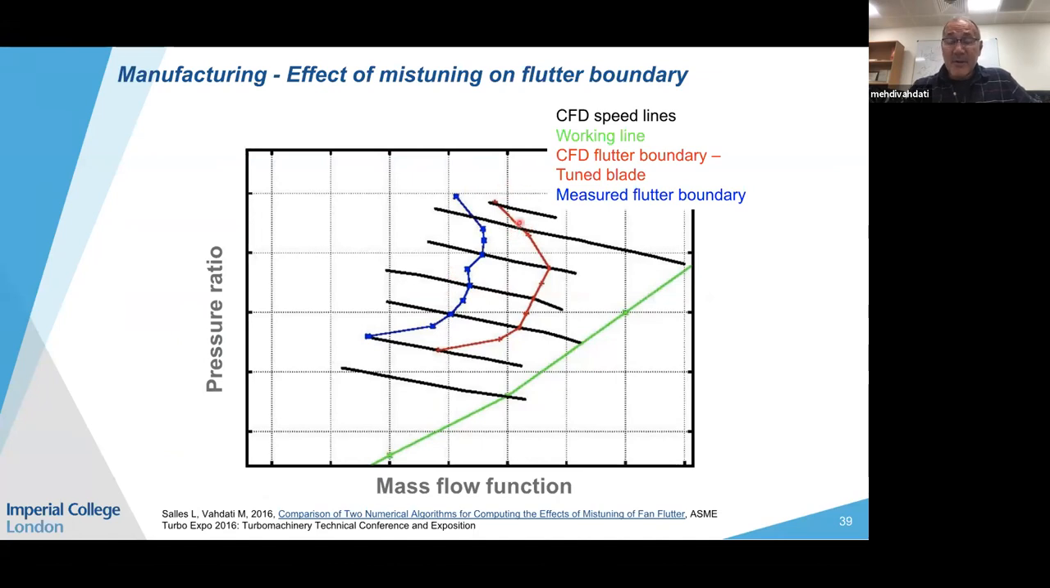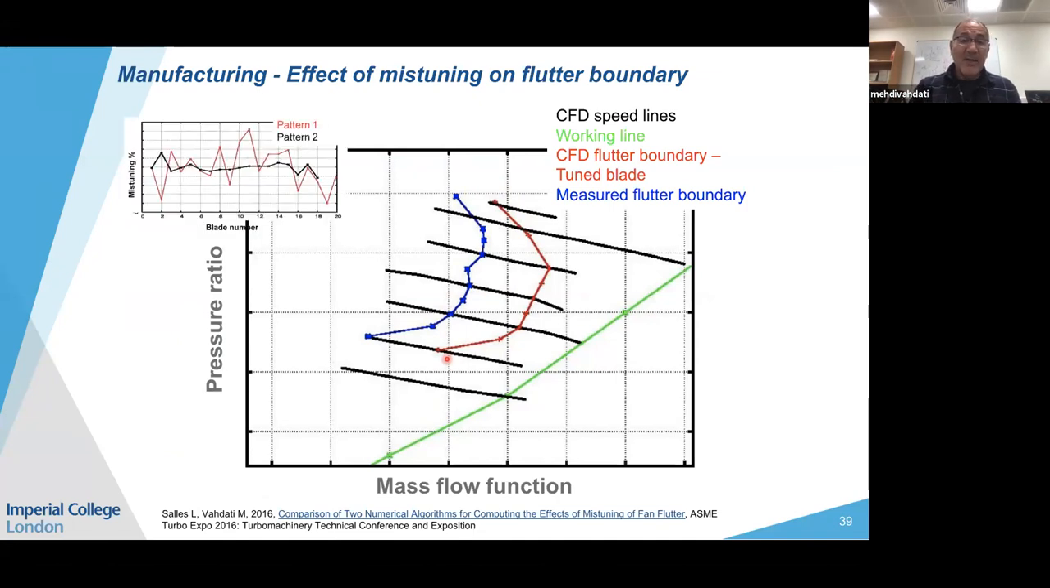But one thing you have to realize is that CFD works in a perfect world, i.e. it assumes all the blades are the same, all the blades have the same stagger around the annulus, and all the blades have the same frequency. However, when you measure the blades' frequency, this is blade number, this is a 20-bladed disc, and mistuning means the variation of the frequency from the design frequency. You can see that for a certain pattern, you can get high variation in mistuning, i.e. different blades have different frequencies.